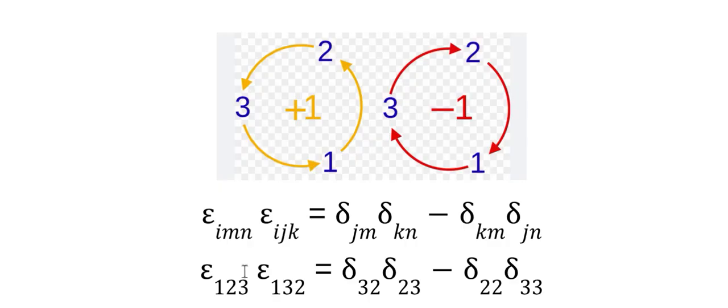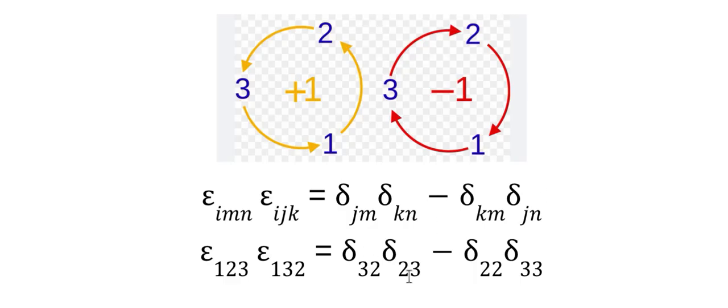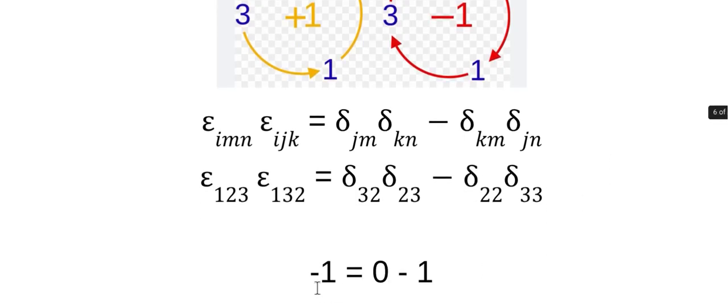Okay, so this is a positive 1 times a negative 1 gives what? A negative 1. Now, what's this and this? Well, the Kronecker delta only has two values, 0 or 1. If these are not the same, it's 0, so this is 0, 0. What's this? That's a 1 and a 1. So we get negative 1 equals 0 minus 1.